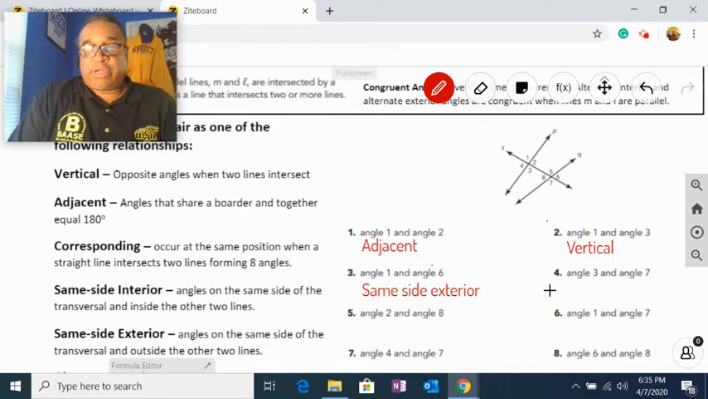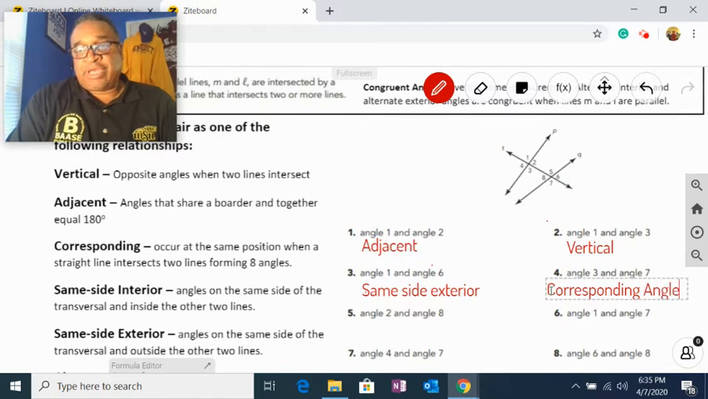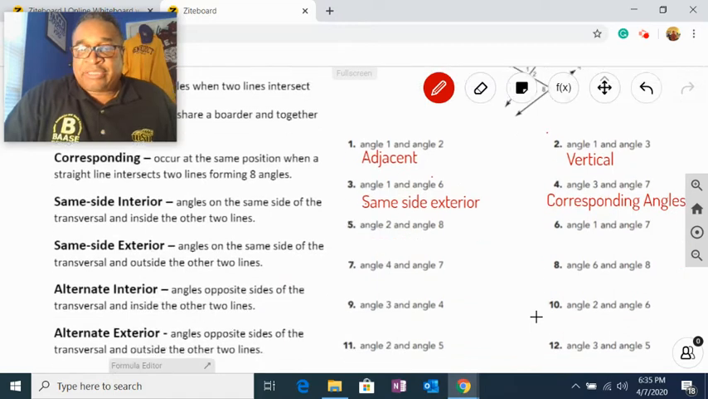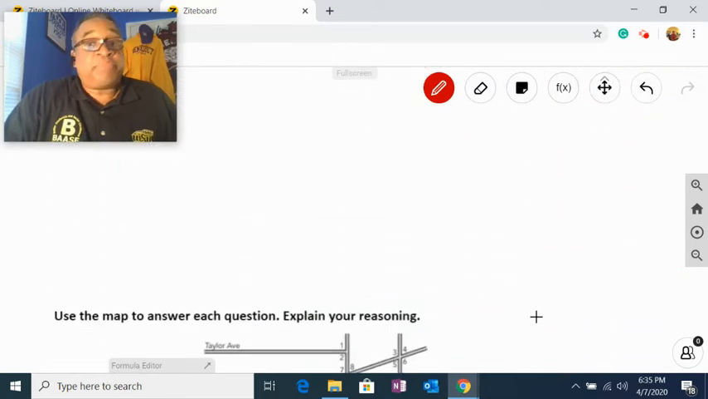Let's see if I can get my writer here. Corresponding angles. Okay, see if you can figure out the rest of those, and answers are, I think, at the end of your package there.